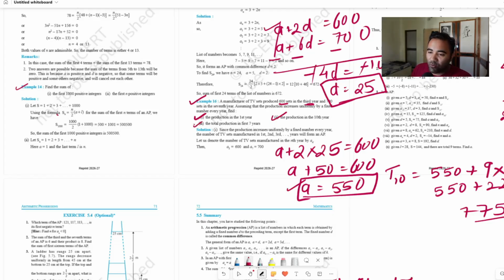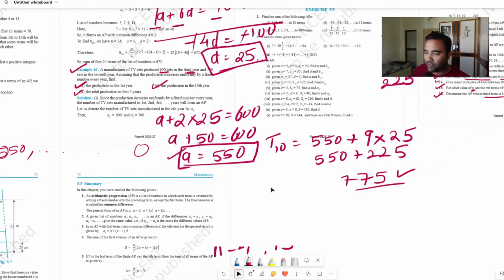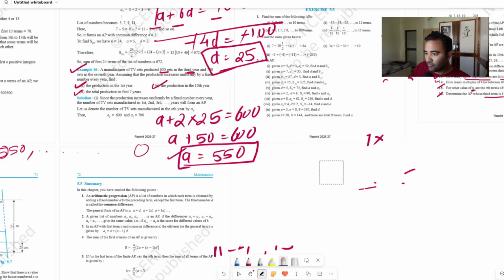Chalo, the last question, this one is total production in the first 7 years. That is the first term, that is 550, then so on and so forth. It will keep on going, and the last is the 7th term. So we need to find the sum of the first 7 terms. How do we do that? Let us calculate. Let me make some space here. Now we'll always write the formula first, so you don't forget.